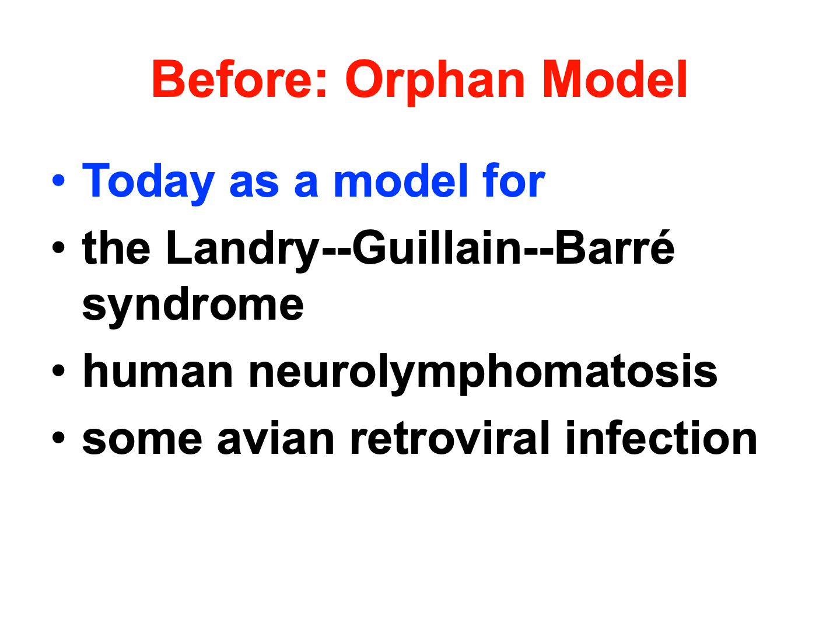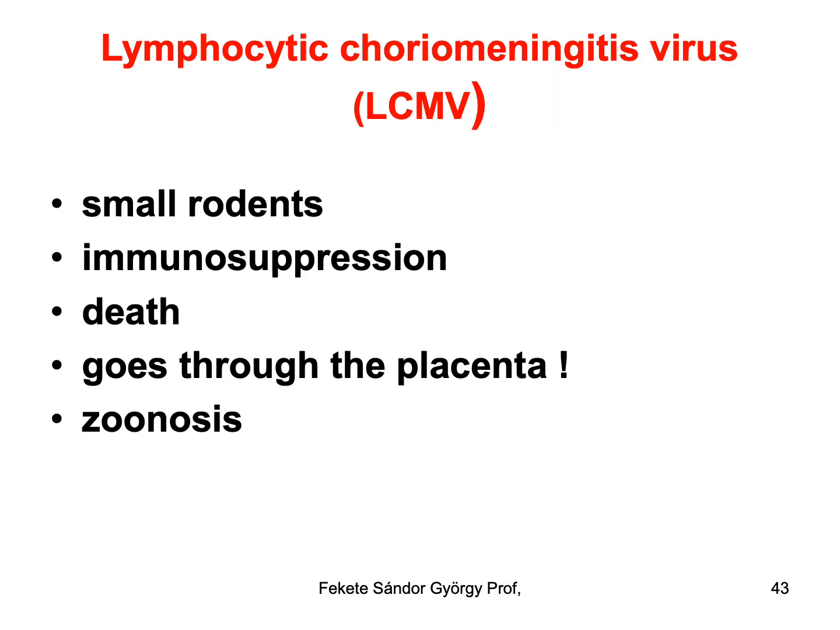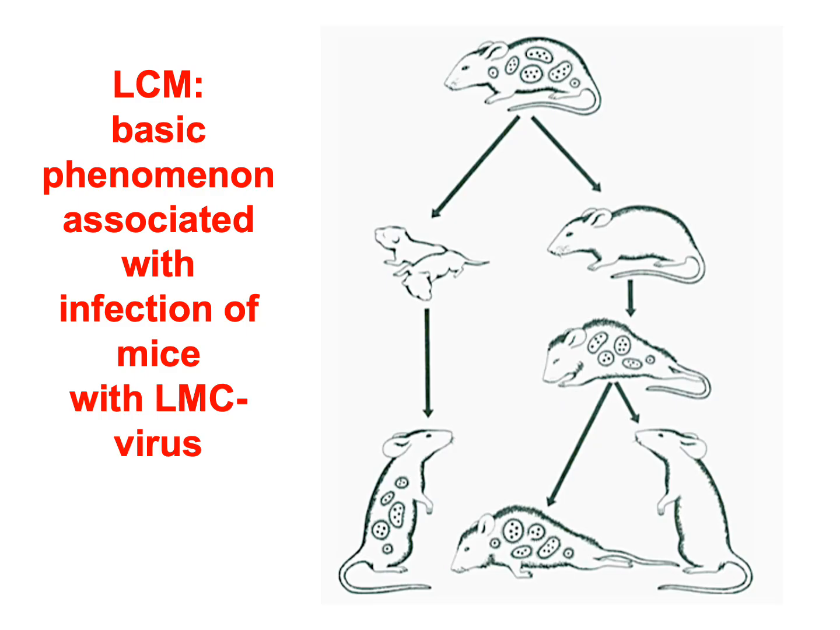The next virus is highly important, and it was partly mentioned in Pathology 1 in the section on zoonosis. The lymphocytic choriomeningitis virus, LCMV, can be found in small rodents. It can compromise research, being immunosuppressive, and can cause death of the animals. It can go through the placenta and may cause zoonosis. And here you see the basic phenomena associated with infection of mice with lymphocytic choriomeningitis virus. Four basic patterns of clinical disease are recognized from study of experimentally induced infections.